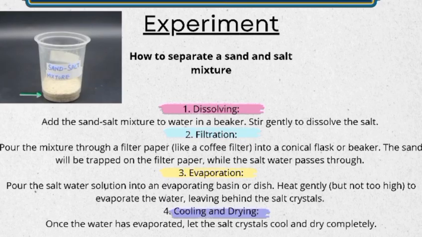Experiment number 2. How to separate a sand and salt mixture. Number 1. Dissolving. Add the sand and salt mixture to water in a beaker. Stir gently to dissolve the salt. Number 2. Filtration. Pour the mixture through a filter paper, like a coffee filter, into a conical flask or beaker. The sand will be trapped on the filter paper while the salt water passes through.